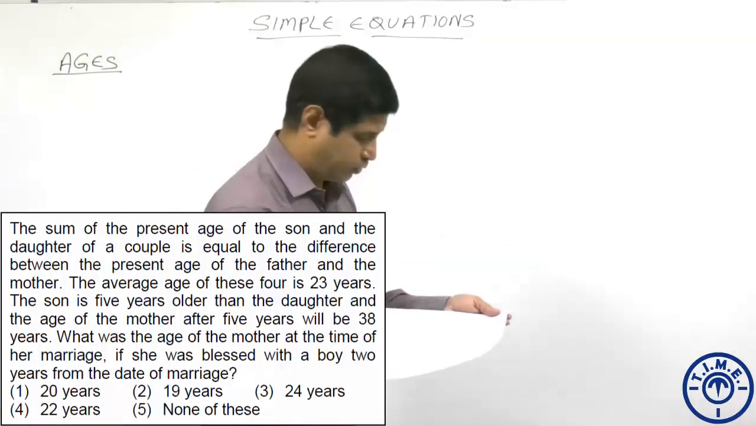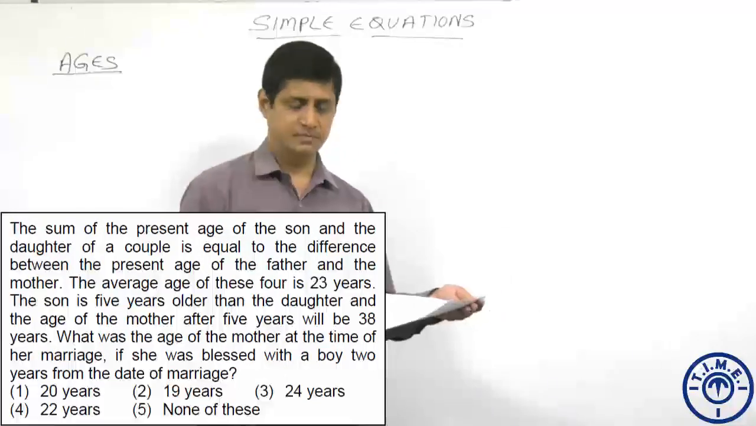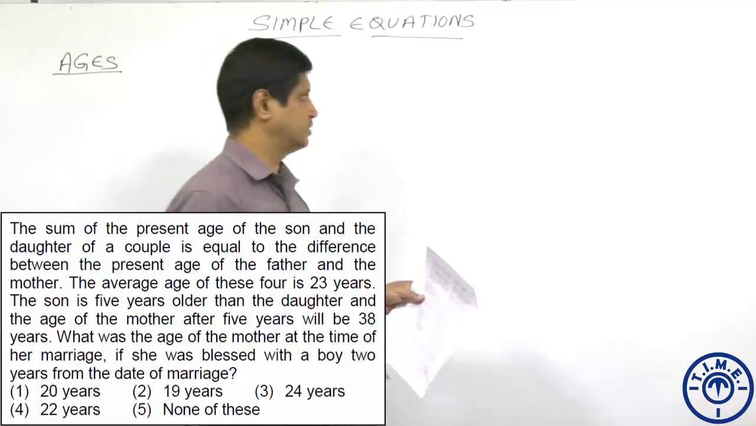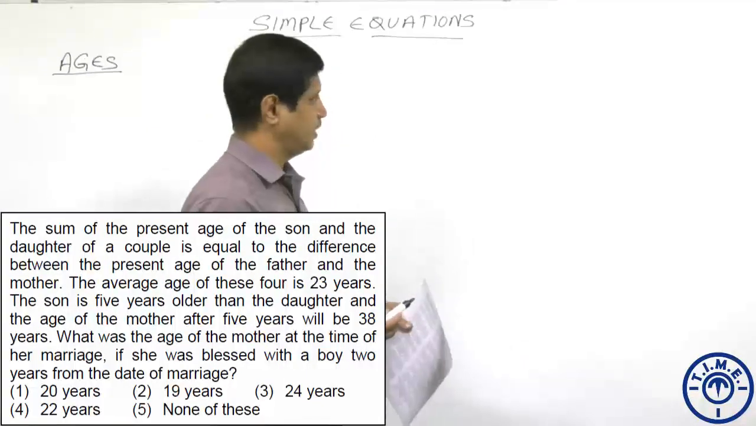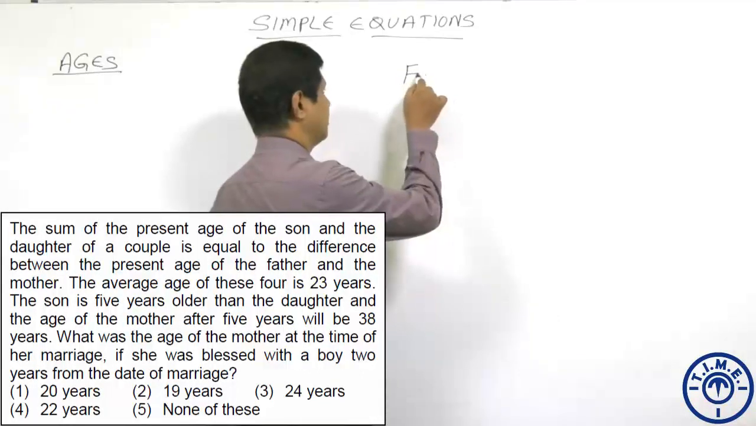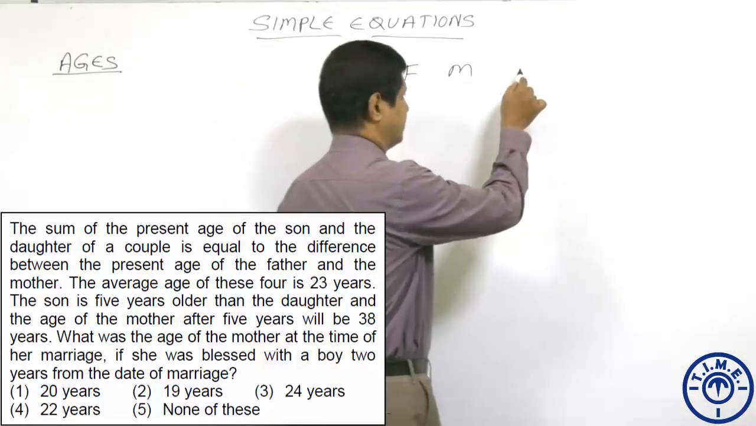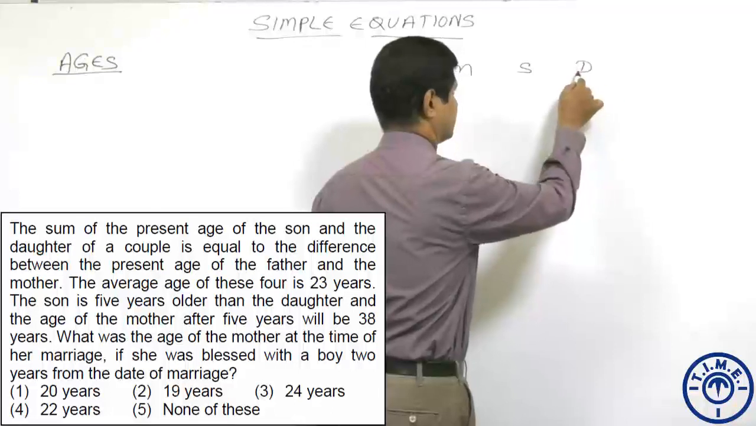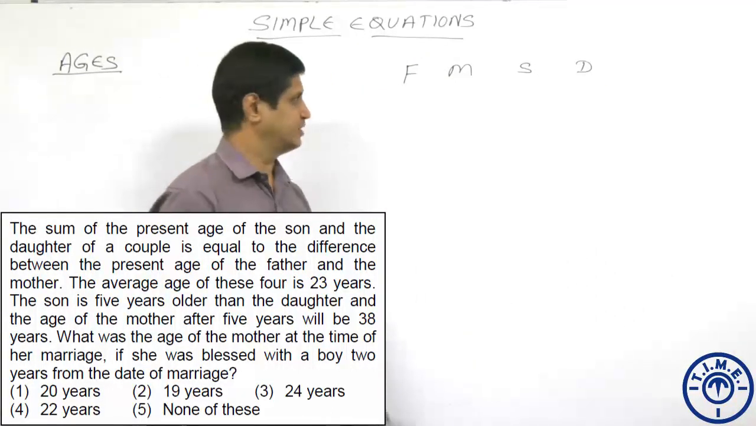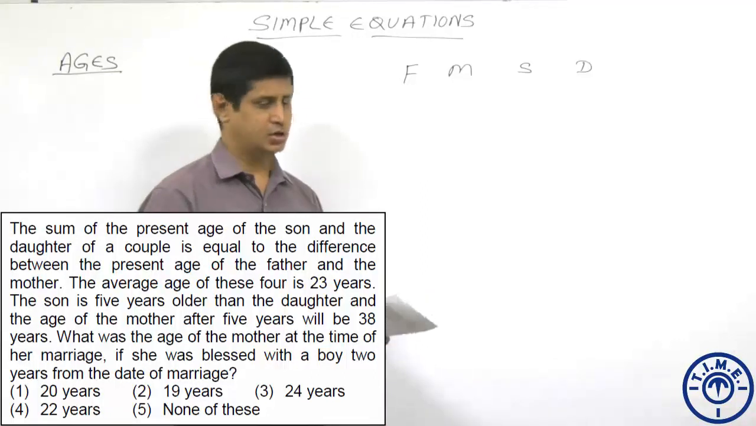Now what to find? The age of the mother at the time of marriage. How many members? 4 members. Now son, daughter and a couple. Couple means a father, mother and a son, a daughter. Now father F, mother M, S is the son and D represents the daughter.